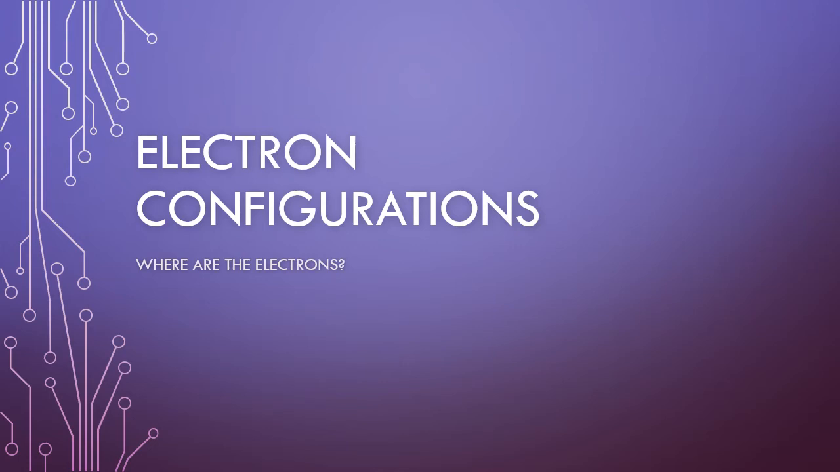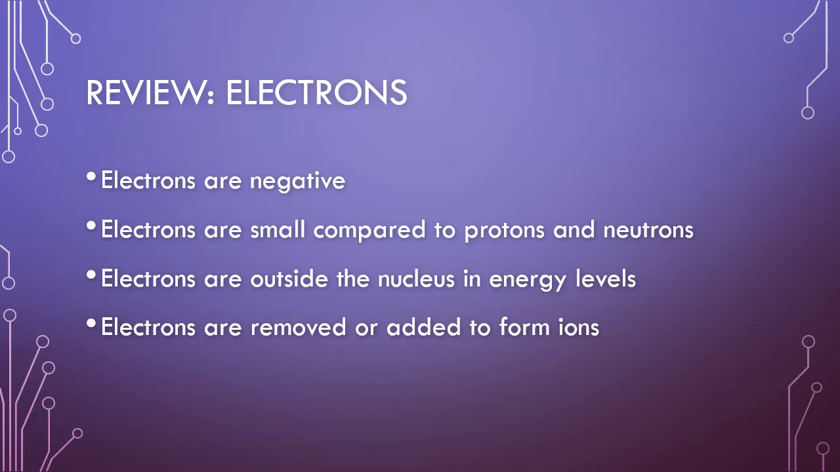Everyone, today we're going to learn how to write electron configurations. A review about electrons: electrons are negative and are very small compared to the protons and neutrons that are located in the nucleus. The electrons are located outside the nucleus in energy levels or orbitals. Electrons are the particle that is removed or added when ions are formed.